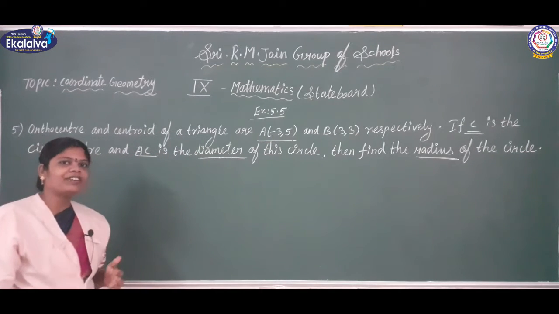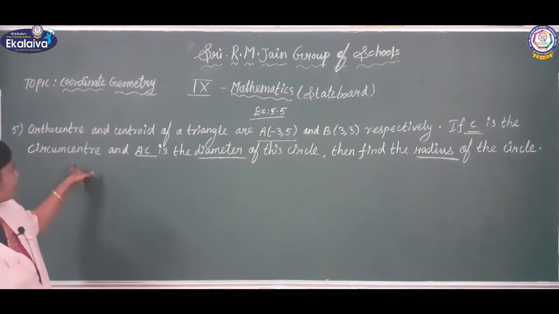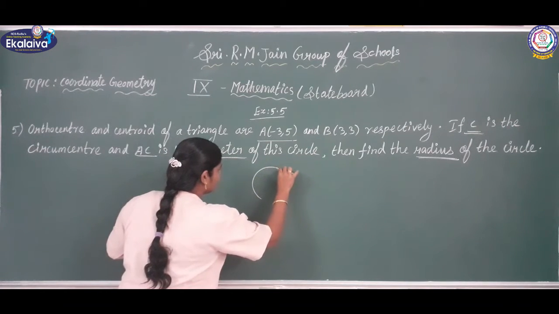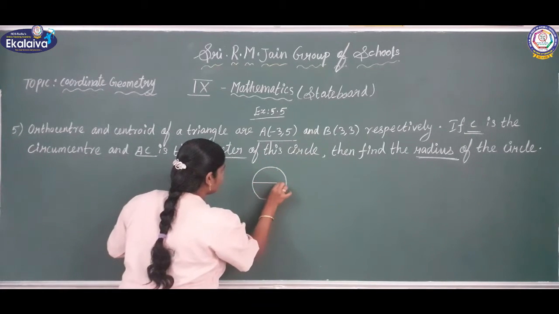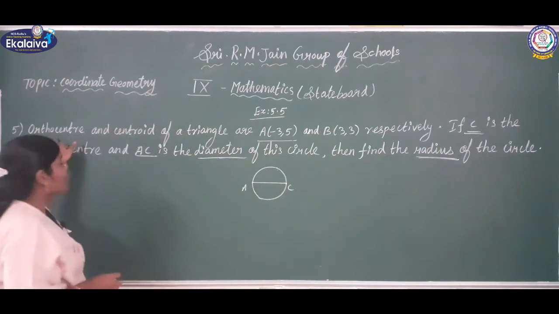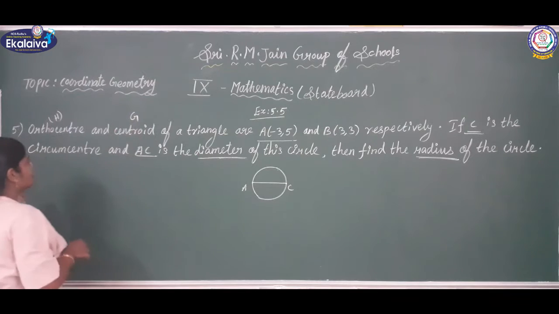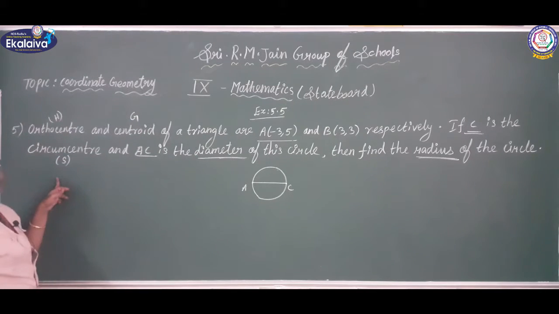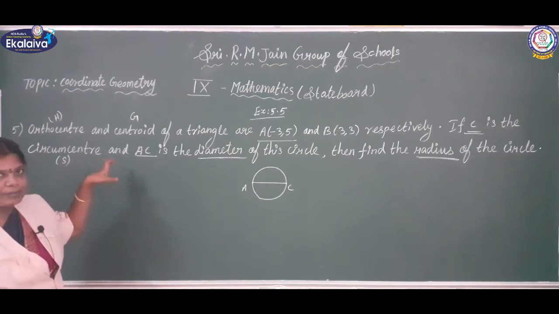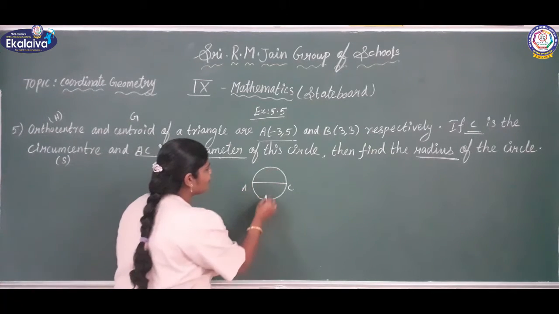Okay, here what are the things given in the question, children? Orthocenter and centroid values are given, and C represents the circumcenter, and AC is the diameter of the circle. In a circle, AC is the diameter, but A represents the orthocenter. Orthocenter we name H, centroid we represent G, and circumcenter we represent S. In a triangle, the orthocenter, centroid and circumcenter are all present. Then AC is the diameter of the circle. We need to find out the radius.